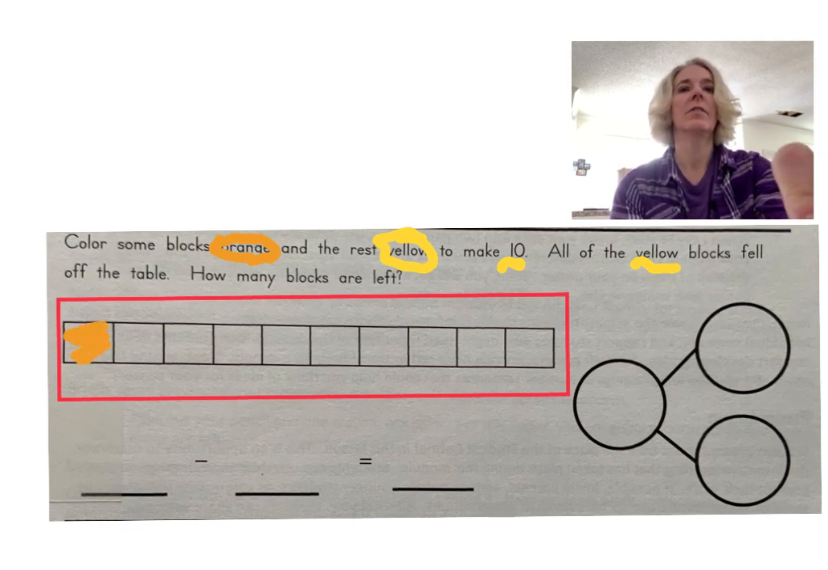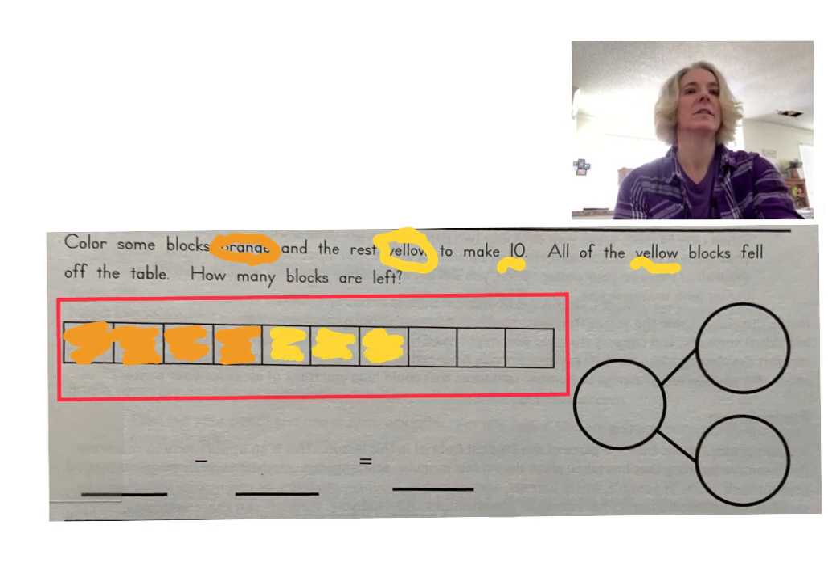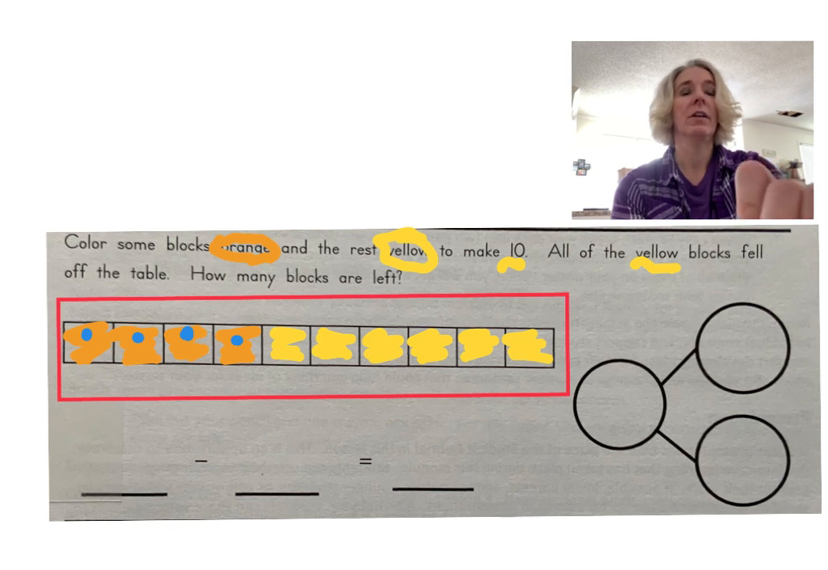I'm going to color 4 blocks orange and the rest yellow. Okay, all the rest of my blocks are yellow. We said that 4 of the blocks were orange, so let's count that. 1, 2, 3, 4. And the rest are yellow.